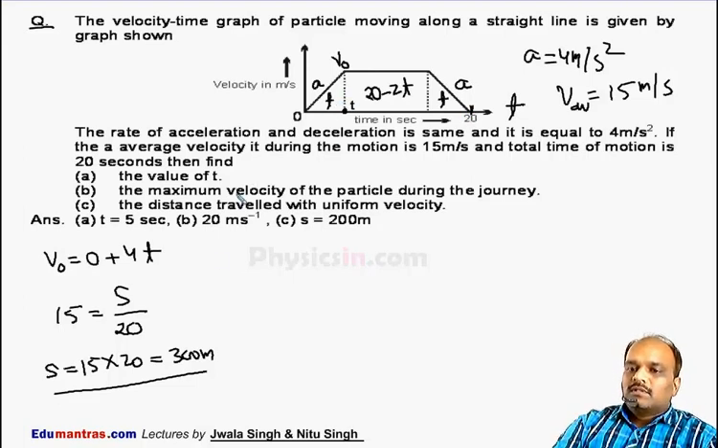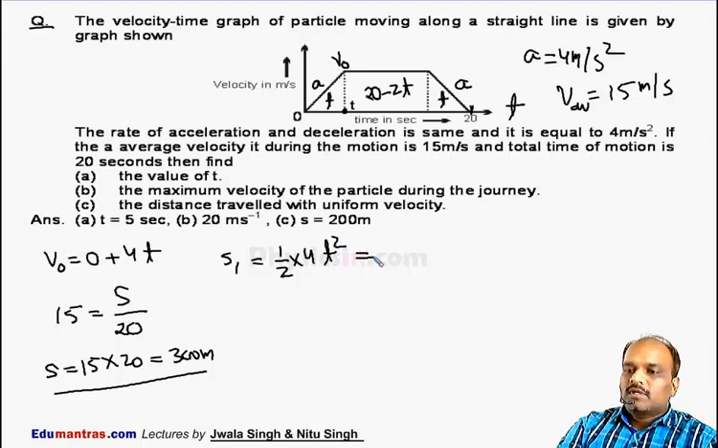Now we can say the distance traveled during the first interval. Let this distance be s1. s1 is equal to ut plus half a t squared, that is 4 into t squared over 2, so it comes out to be 2t squared. This is also 2t squared. So this distance is 300 minus 4t squared. This is the distance where the particle moves with constant speed.